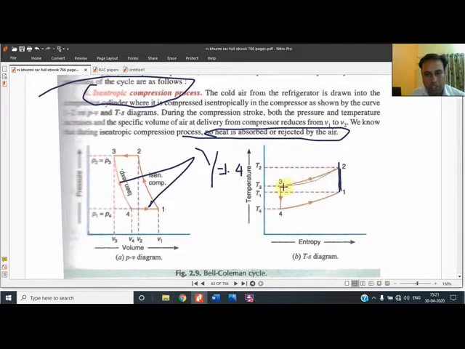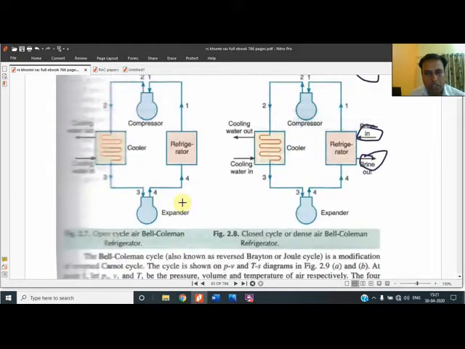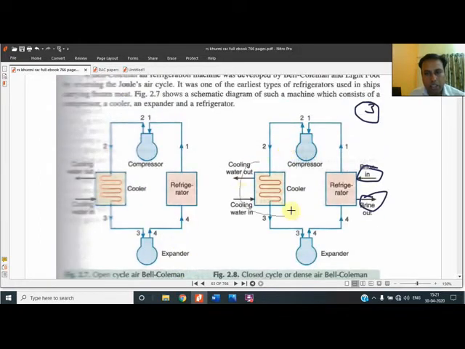Second is 2-3. This is a constant pressure cooling process. The second process is 2-3, constant pressure cooling process. Cooler they have written also.